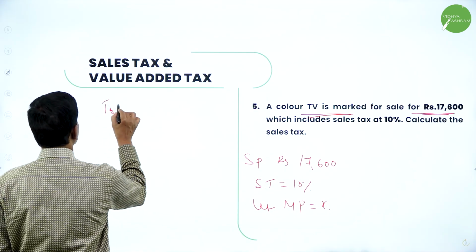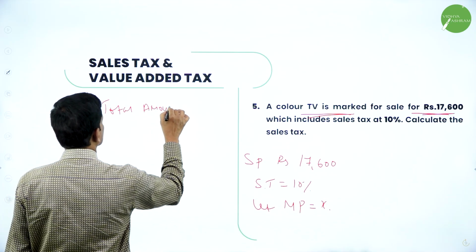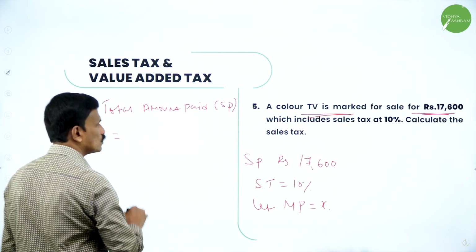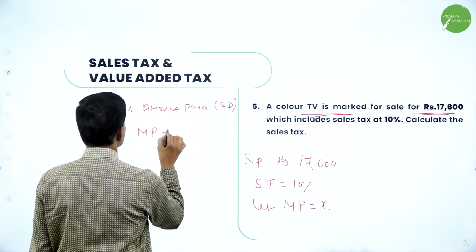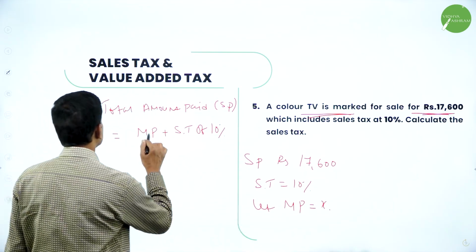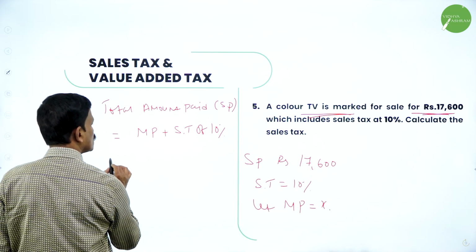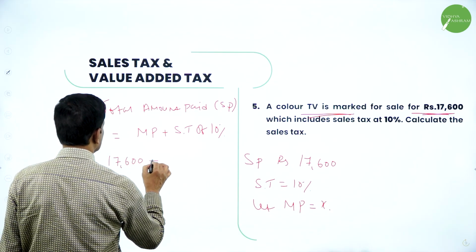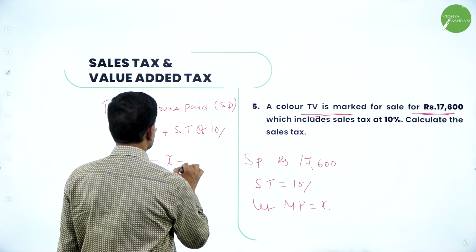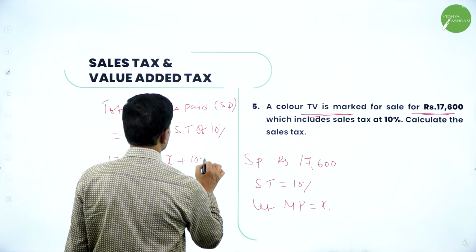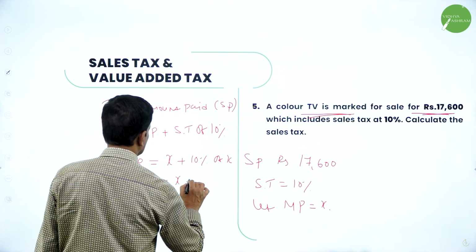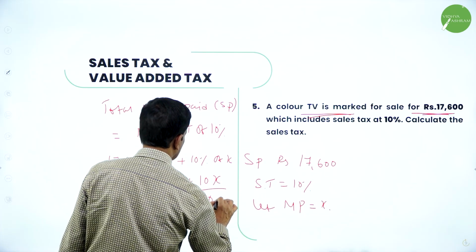So, here the total amount paid, that is SP, is equal to MP plus sales tax of 10%. So, what is the total amount paid? That is rupees 17,600, which is equal to MP. MP is equal to X plus 10% of X. So 17,600 is equal to X plus 10X divided by 100.